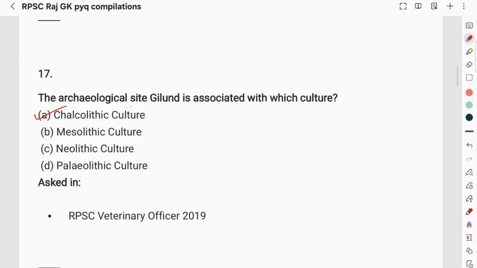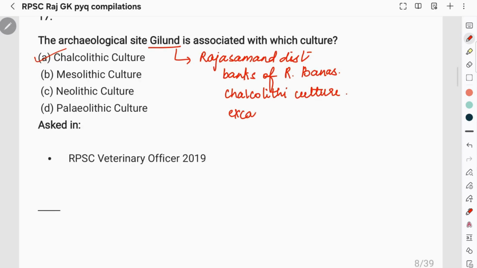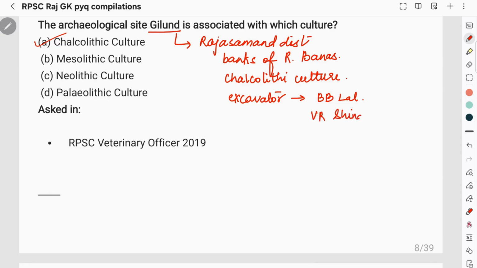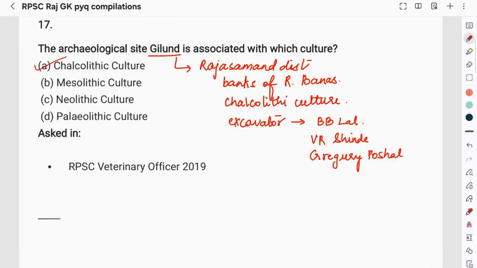Now moving to the next question: the archaeological site of Gilund is associated with which culture? Again, Gilund is an important Chalcolithic site. Making a note of Gilund, it is situated in Rajsamand district, on the banks of river Banas. As we have seen, it is a Chalcolithic culture, and the excavators for the site are Mr. B.B. Lal, V.R. Shinde, and Gregory Possehl. So the next important Chalcolithic site is Gilund.